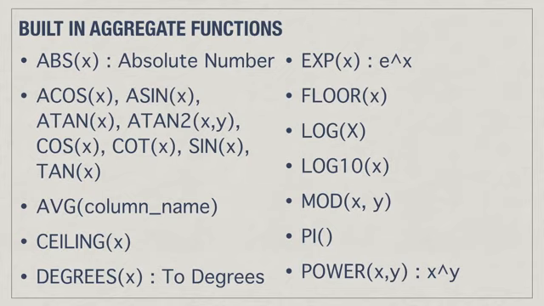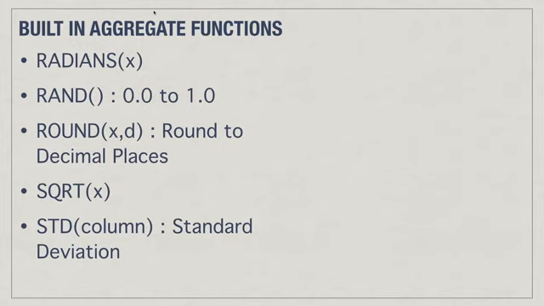You can see that there's exponent. Floor is going to round down. There's two different log functions. The mod stands for modulus, which gets you the remainder of a division. Pi is built into MySQL. We can go and find the power of different values. We're going to be able to convert from degrees to radians. You're going to be able to generate random values from 0.0 to 1.0, and then you can go and add or multiply those values to get all kinds of different random values.